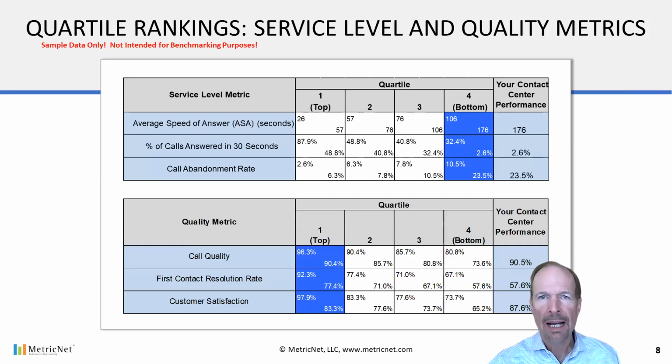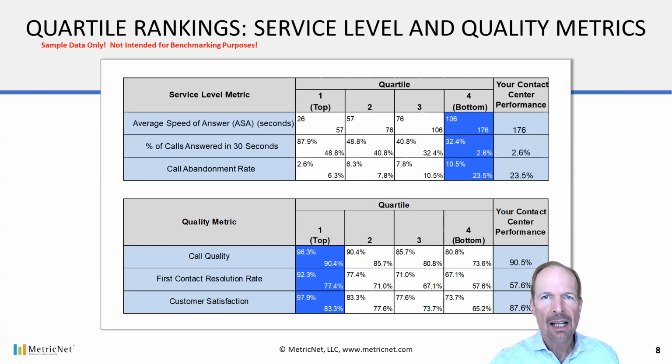Here's what the service level and quality metrics look like when presented in a quartile chart. Remember, quartile means 1/4. And because we have 32 contact centers in this peer group, each quartile will contain data from 8 contact centers. When we stack rank these metrics from best to worst performance, the best performing 8 contact centers will make up the first quartile, the top quartile, which is the best performing quartile. The second group of 8 contact centers in the ranking will make up the second quartile, and so on.